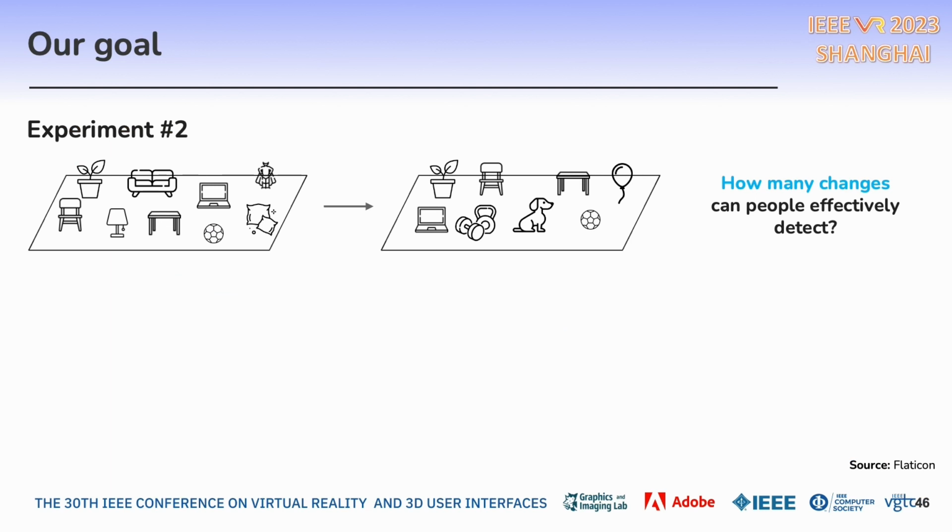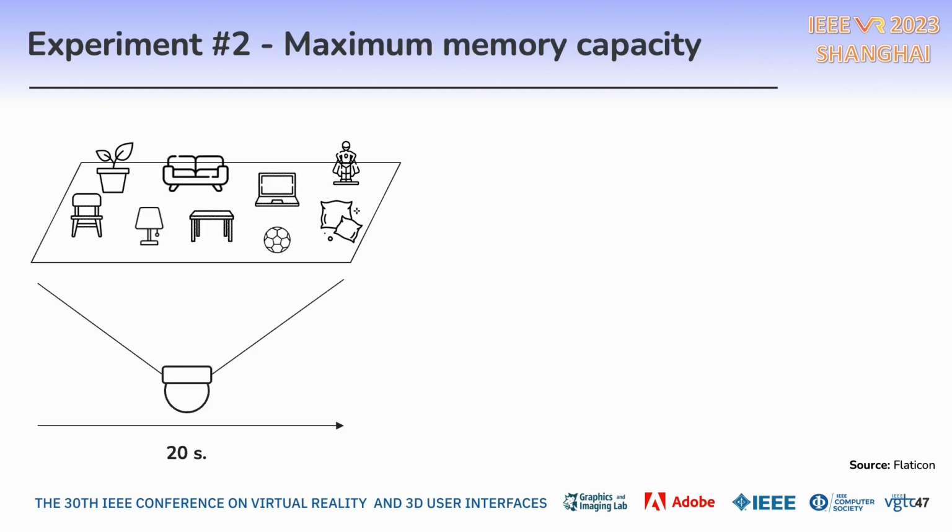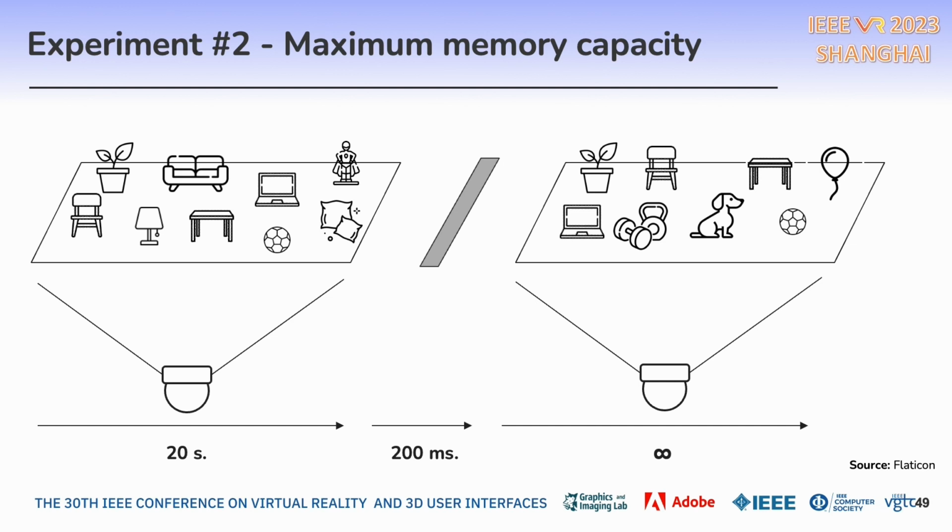Okay, in our second experiment, we aim to detect the maximum capacity of our memory. This is the maximum amount of changes a person is able to detect in the same scene. In this case, following traditional literature, we gave participants 20 seconds to memorize a scene in front of them. And then, after a gray flicker, we showed them the same scene with several changes applied. We gave the participants unlimited time to select all the items that they believed they had changed.